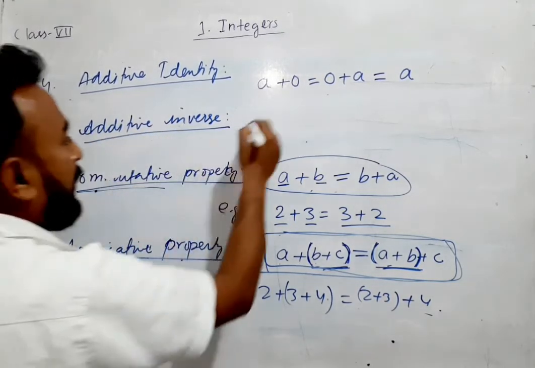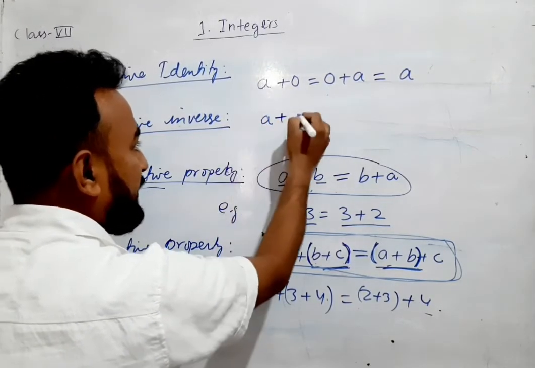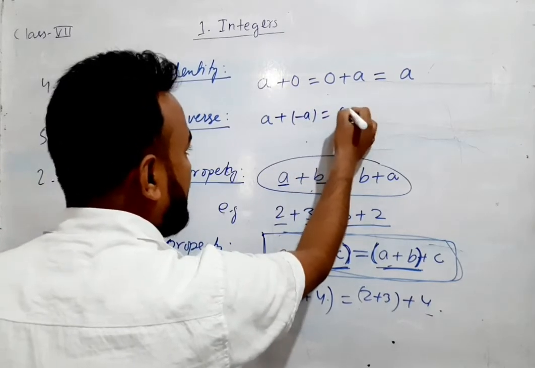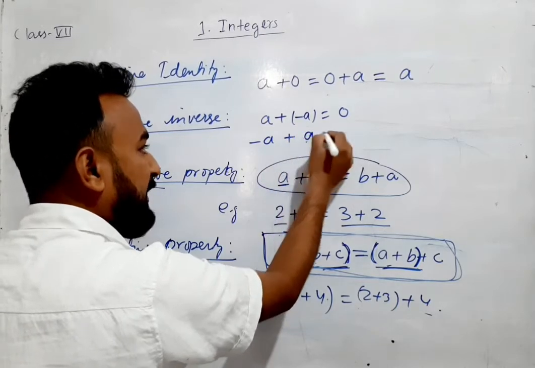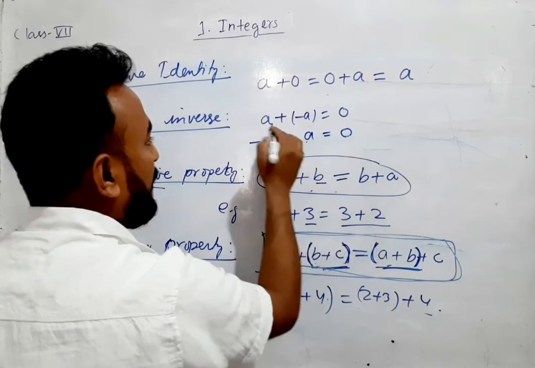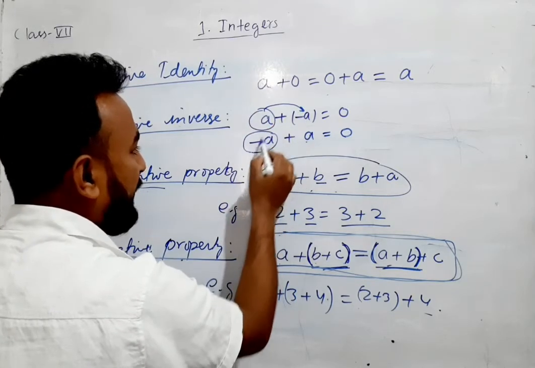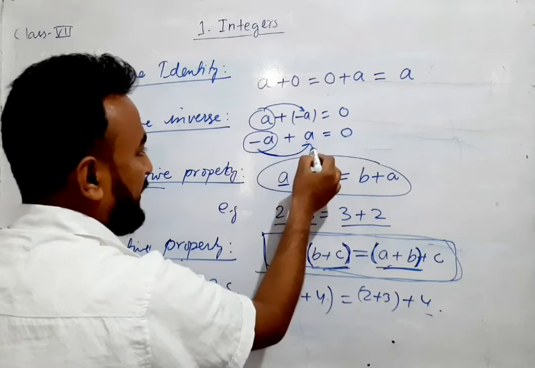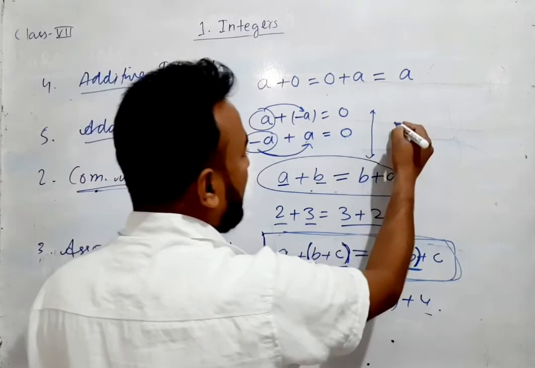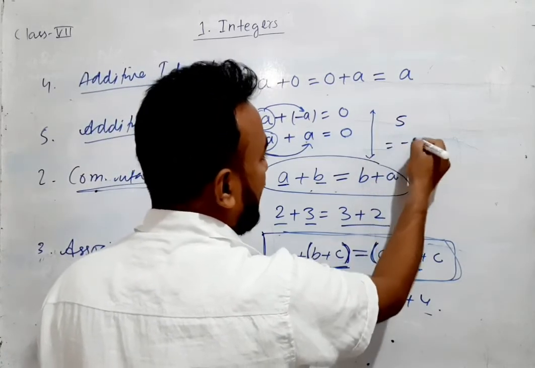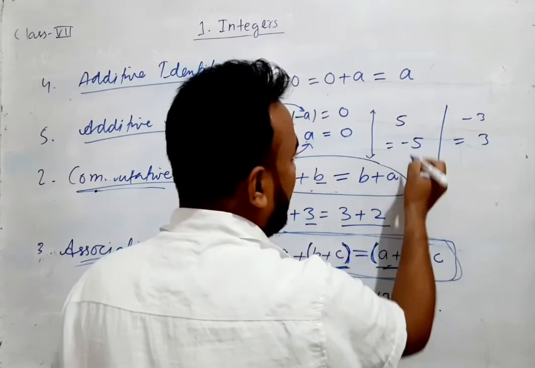Next is property 5, additive inverse. Additive inverse means when you add an integer with its negative integer, you will get 0, and when you add a negative integer with its positive, that is plus a, you will get 0. So the additive inverse of positive a is negative a, and the additive inverse of negative a is positive a. Whenever you have to write the additive inverse of 5, the answer is -5, and the additive inverse of -3 is 3.